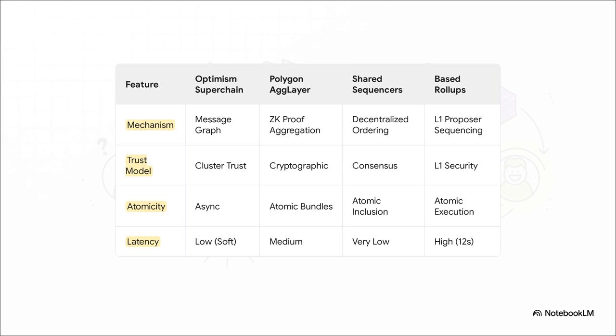Look down at atomicity. Polygon and based rollups are shooting for that true all-or-nothing safety. Then check out latency. You can see shared sequencers are aiming to be lightning fast, while based rollups look really slow. But, as we'll see, they have a very clever trick up their sleeve to fix that.